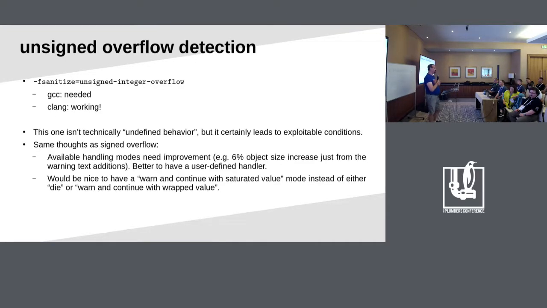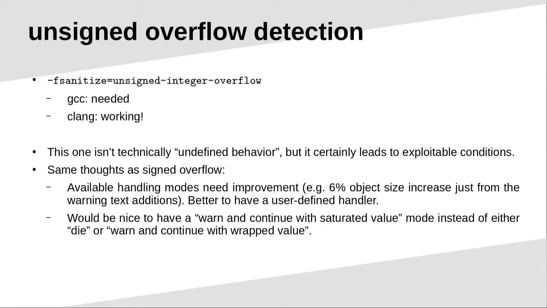Very similarly, there is unsigned overflow. The kernel does a lot of legitimate unsigned overflow, so finding and marking those is something that needs work in the kernel. On the toolchain side, Clang has the ability to do this. The same instrumentation is available, but GCC does not. I haven't looked into why. I assume it's relatively similar.